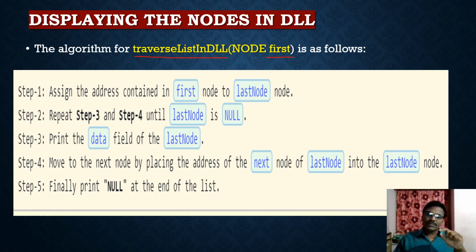Up to the last node, iterate and print the data field of the last node. It means that every time the last node data is printed, it gives the actual information. Move to the next node by placing the address of the next node of the last node into last node. It means last node is equal to last node next, which moves from one node to another node. And finally, print null at the end of the list. It means the end of the data, the end of the double list. Finally, it prints the null value.